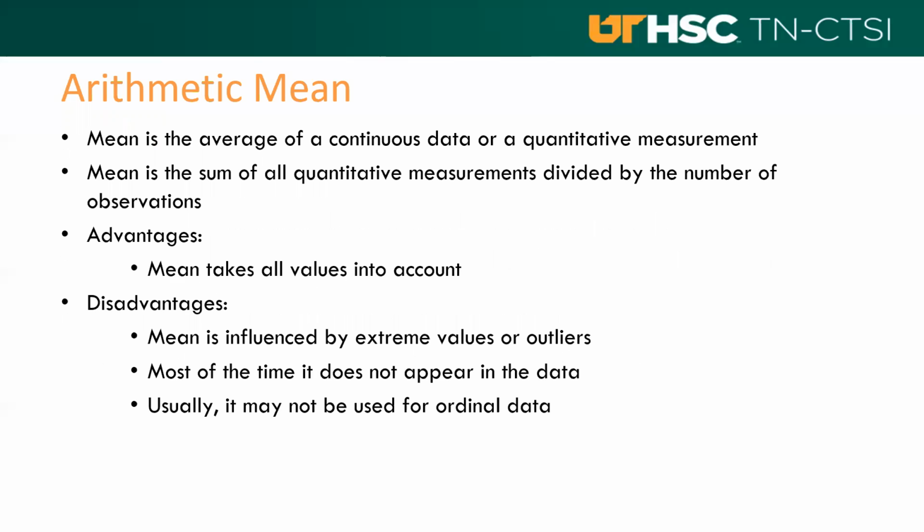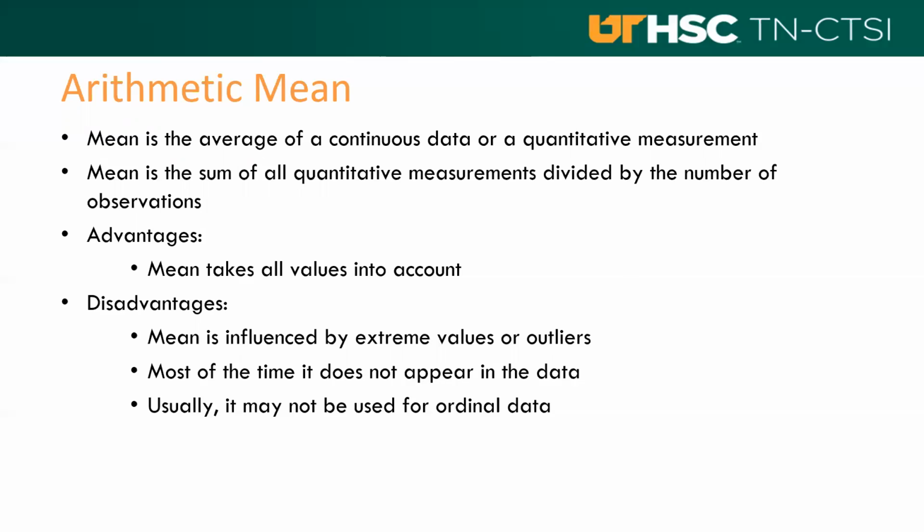So the arithmetic mean is the average of a continuous data or a quantitative measurement. It's the sum of all quantities measured divided by the number of observations. The advantage of the arithmetic mean is it takes all values into account. This is especially so as compared to the median, which is the middle observation. The mean takes into account all the values.